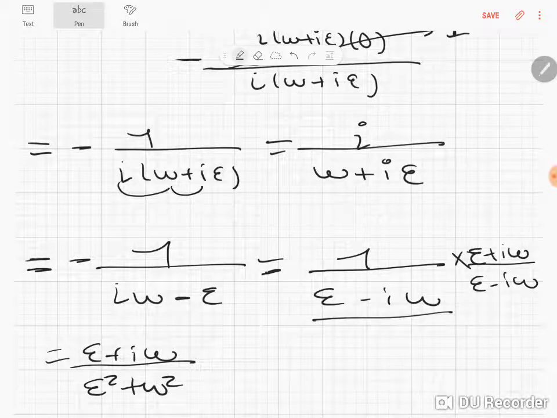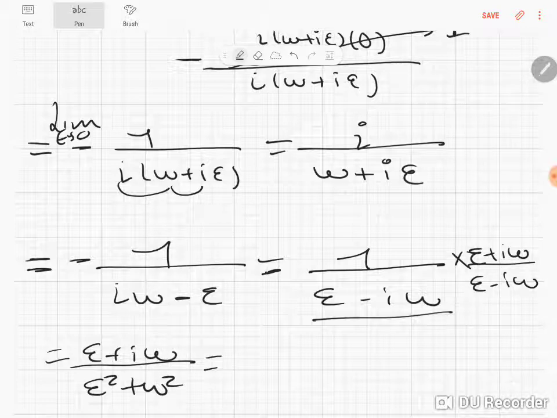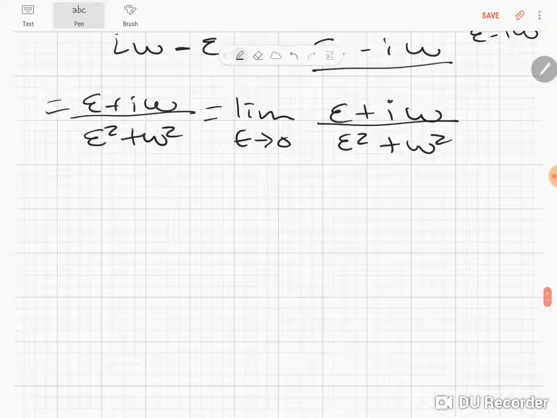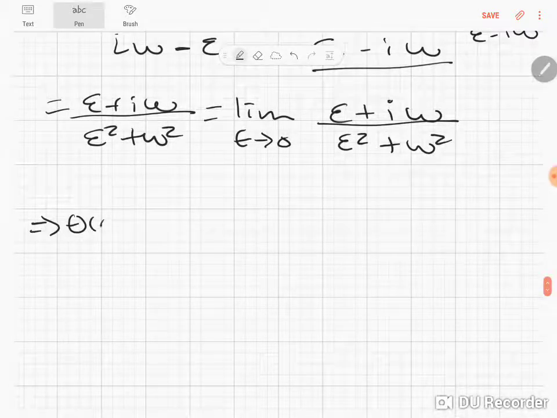I hope everybody is with me at the moment. Here I forgot I have to carry out the limit. Sometimes I forget to carry out the limit, but you have to always do it. So this is actually the limit of epsilon that tends to 0 of epsilon plus i omega divided by epsilon squared plus omega squared. Okay, then here we just write theta of omega as, so the first one tends to 0.